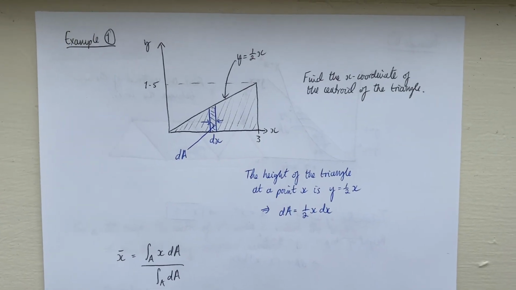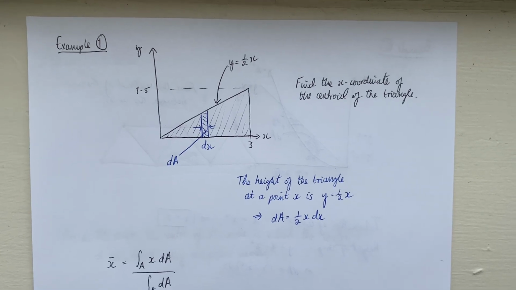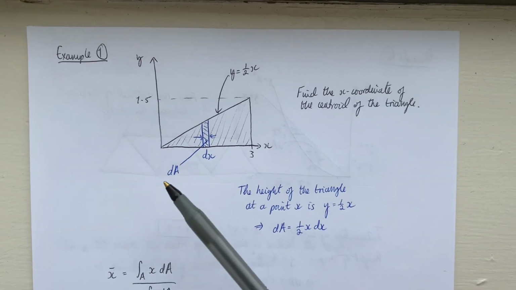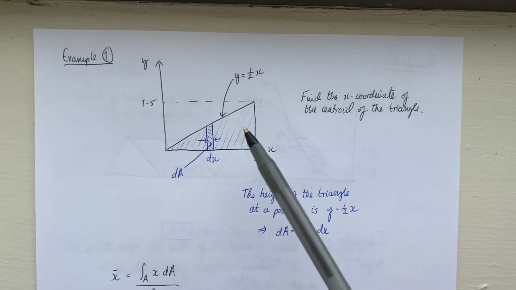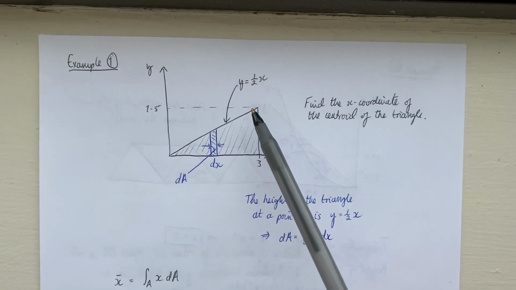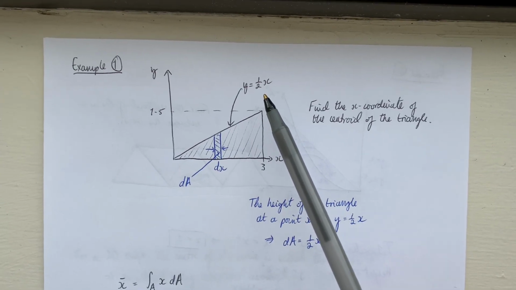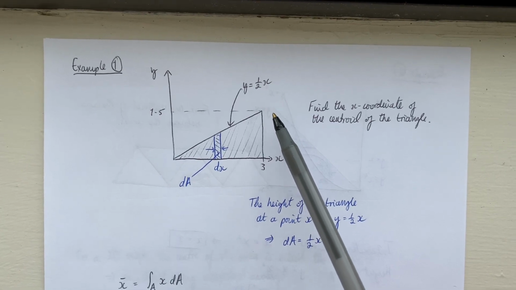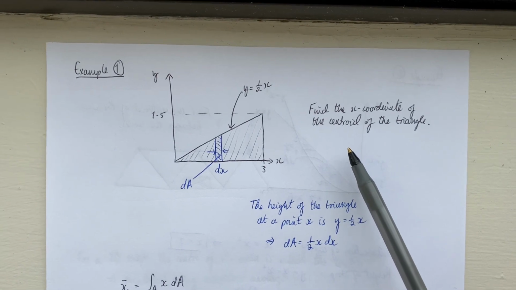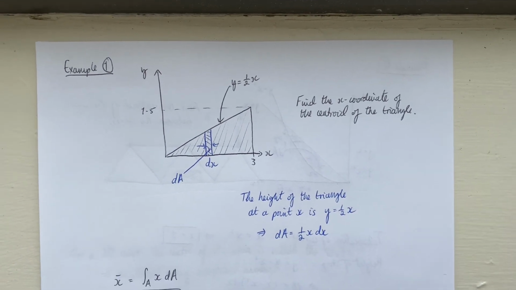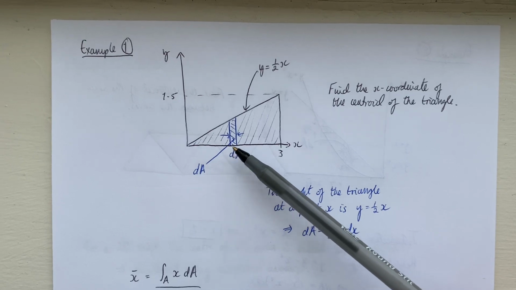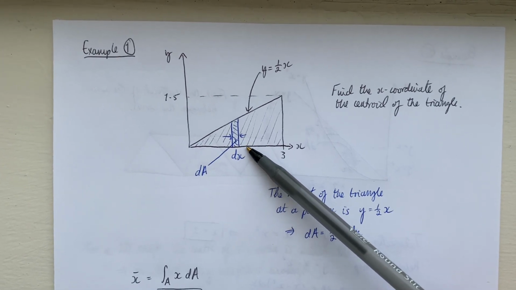So let's go ahead and look at a couple of examples then. The first example that I have here is basically a triangle shape truncated at x equals 3. The equation of the line defining the triangle is y equals a half x. And the question is to find the x-coordinate of the centroid of the triangle. So the first thing that we need to do is split the triangle into strips of width dx, right?